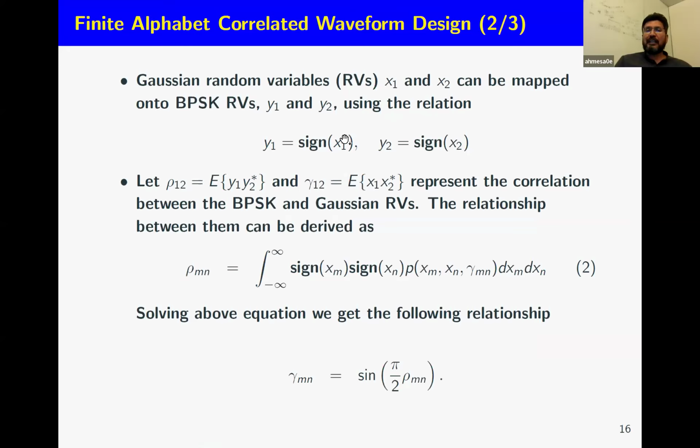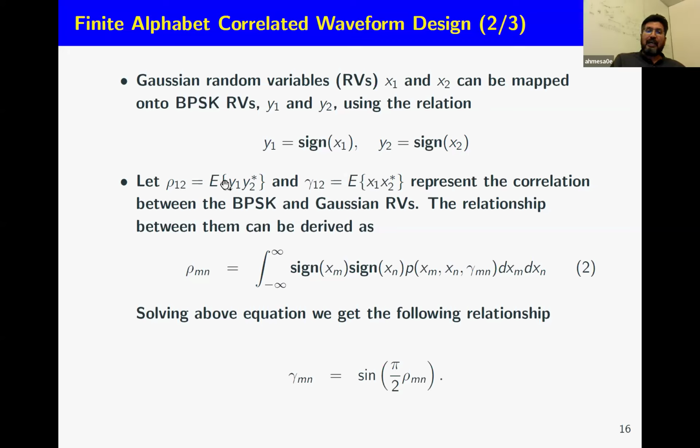To achieve this, what I'm assuming is x1 and x2 are Gaussian random variables, and y1 and y2 are BPSK random variables. We can draw a very simple relationship between these two. If I take the sign of x1, where x1 is a Gaussian random variable, I will get +1 or -1. Similarly, if I take the sign of the other Gaussian random variable, I will get BPSK symbols.